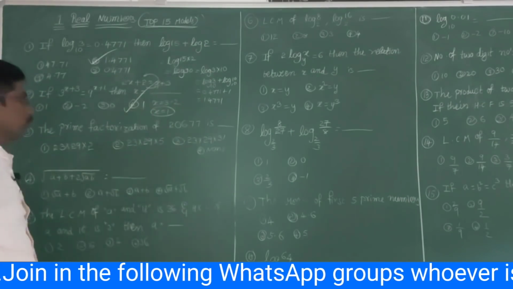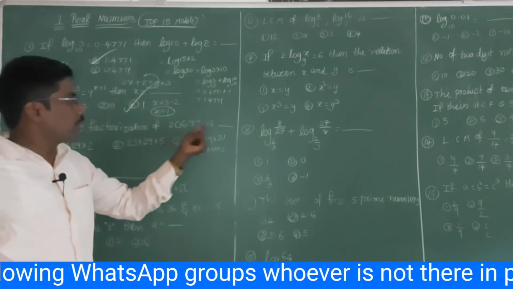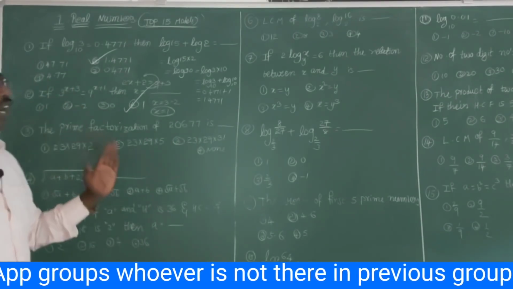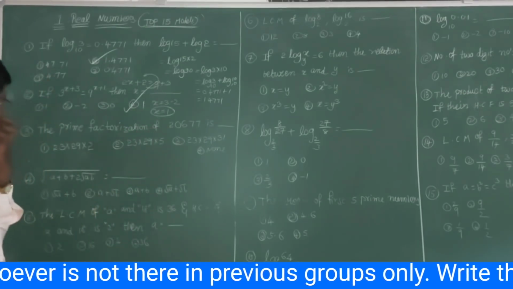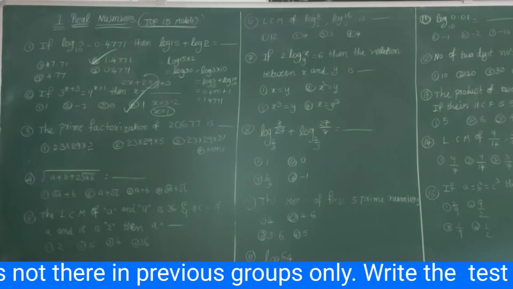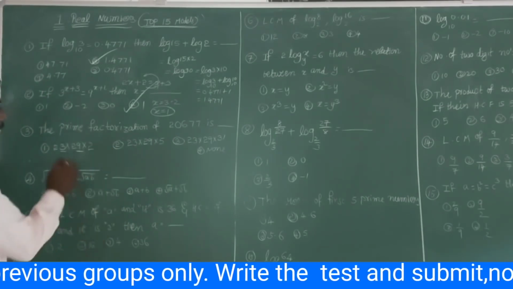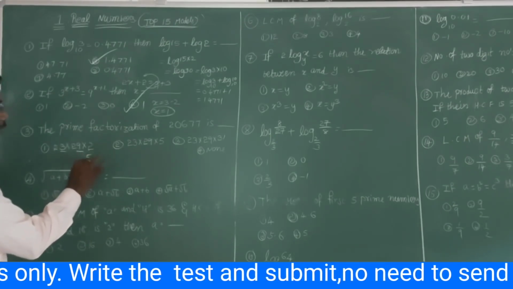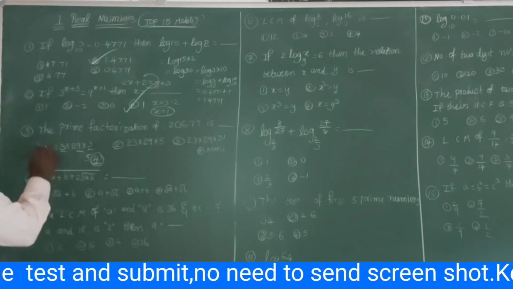The fourth option. The prime factorization of 20677 is, so when prime factorization is asked, we should not do the column method or vertical method like that. We have to do this one by options. See here, units place: 3 9s are 27, 27 2s are 54. So 54 has 4 in the units place, but here 7 is there. So this is the wrong answer.